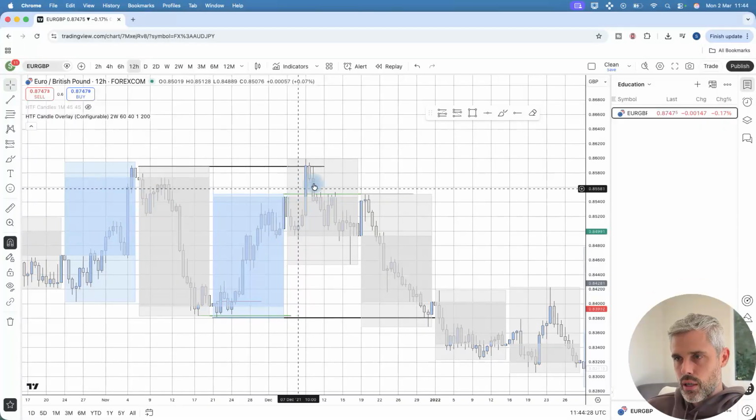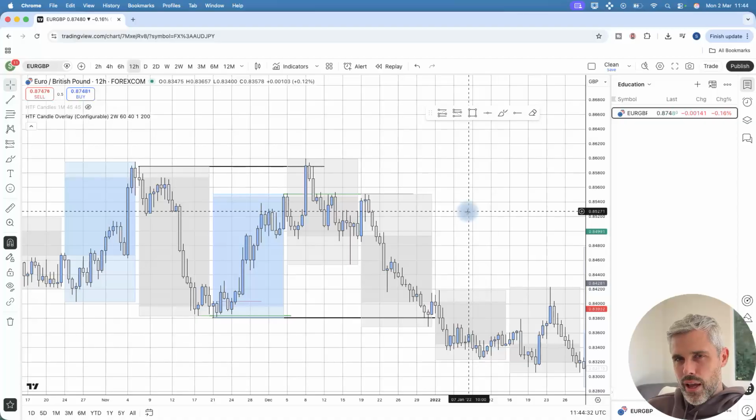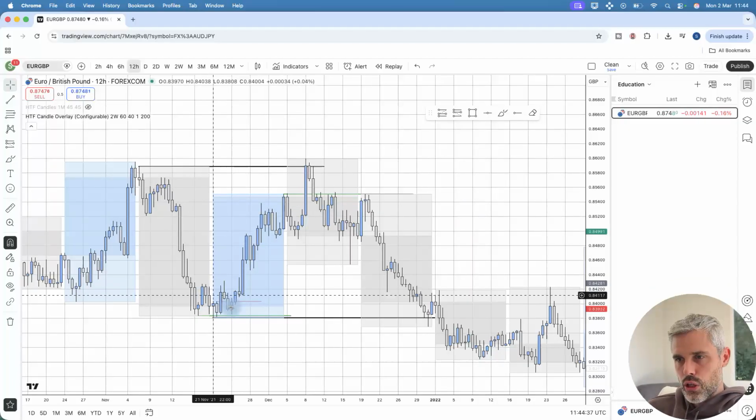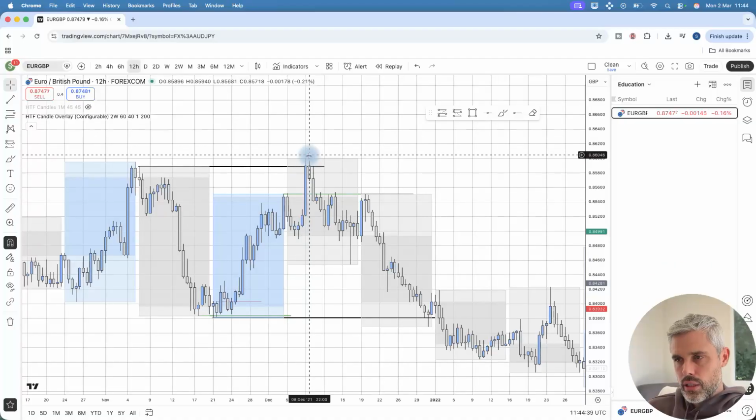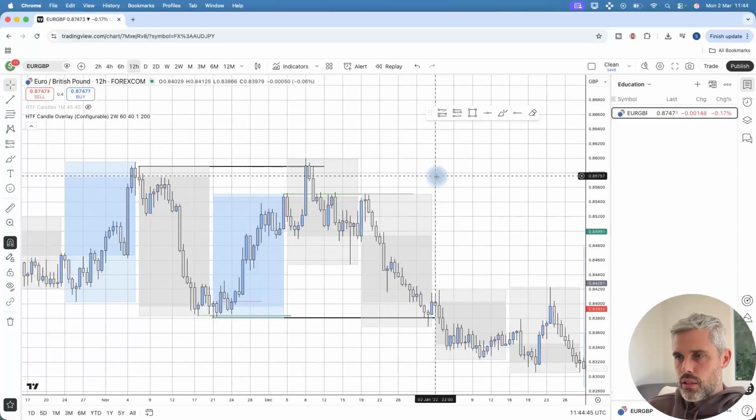Here we have the left shoulder, here we have the head, then we have a right shoulder and distribution. But the head and shoulders pattern means absolutely nothing. What this is, is accumulation, manipulation, then confirmation when this candle closes, distribution to the low. So how do you actually trade this? How do you get involved?